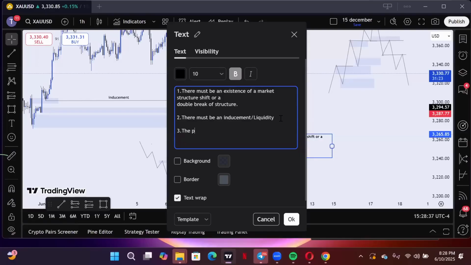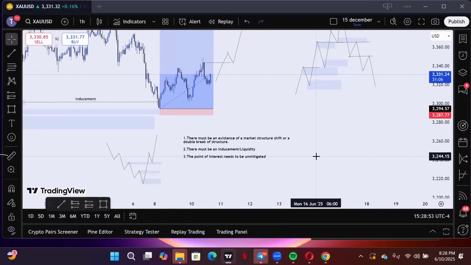the point of interest you should pick should be unmitigated. So the point of interest needs to be unmitigated. Now, first of all, mitigation means price coming to touch a point of interest after there has been a market structure shift or a break of structure.